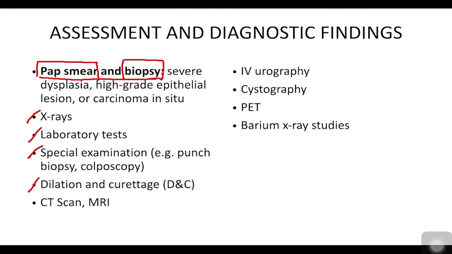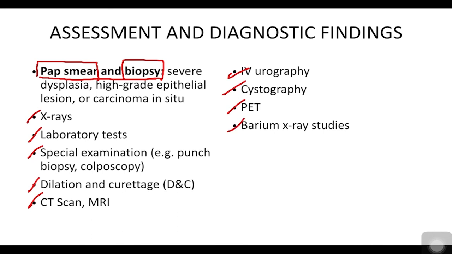And then, we have IV urography. They would be infusing IV dye, and then they would visualize the genitourinary tract of the female. And we have also cystography, visualization of the cyst, PET scan, and barium x-ray studies. Okay.